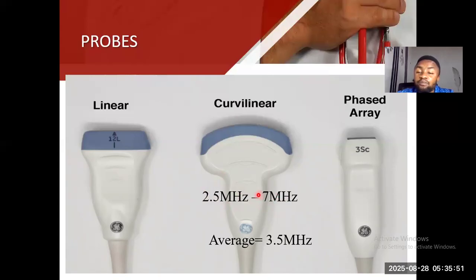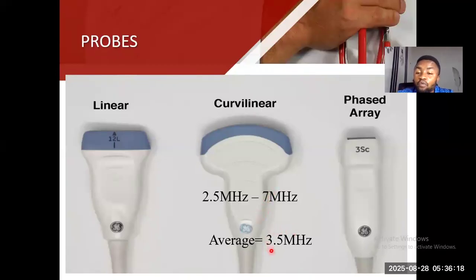Yes, 7.5 megahertz, not just 7. The 2.5 can be lower than that, depending on the type of curvilinear probe that you bought. You understand? But the highest of curvilinear that you can get is about 7.5 megahertz. Do you understand? All right.